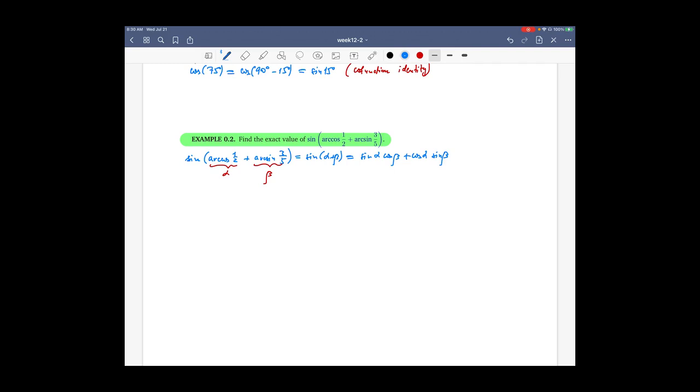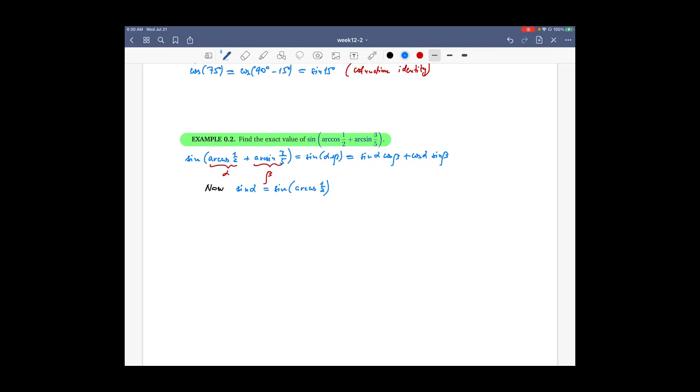And what we need to do now is compute all these four numbers: sine alpha, cosine beta, cosine alpha, and sine beta. What is sine alpha? Sine alpha is sine of arc cosine of 1/2. Well, we know what to do.